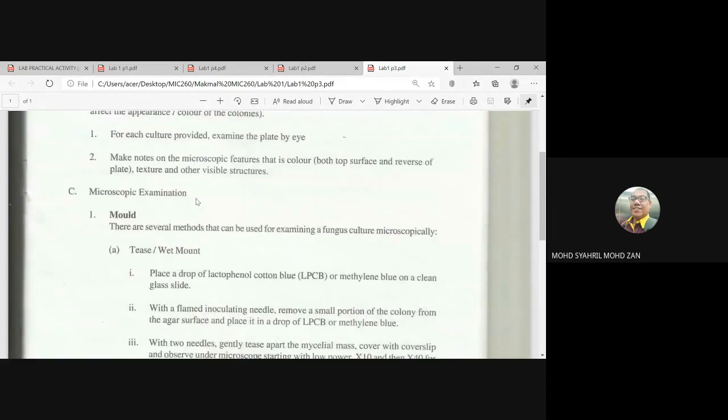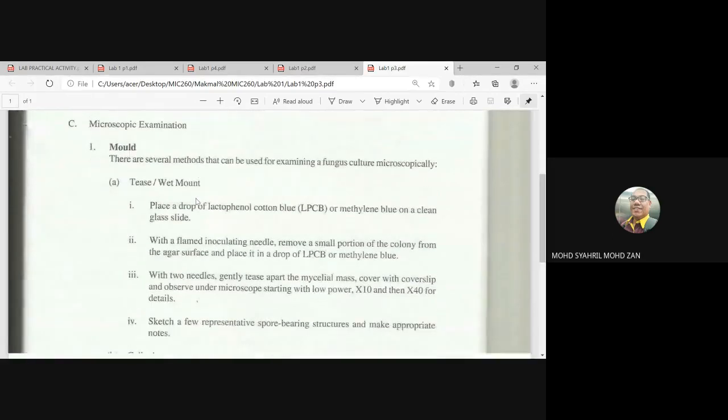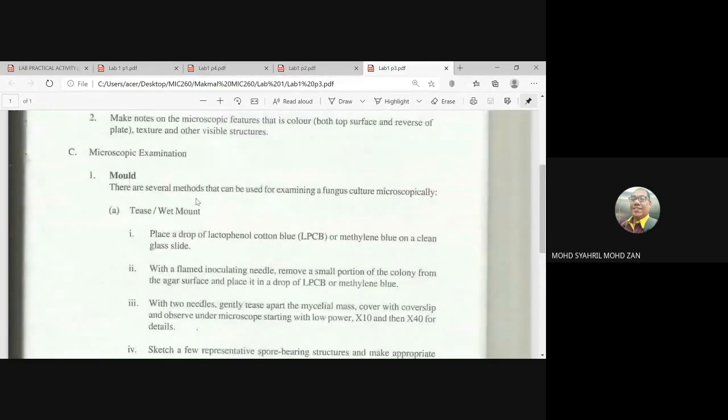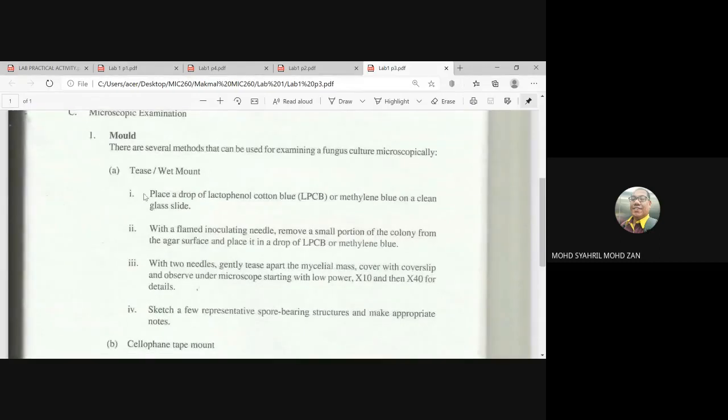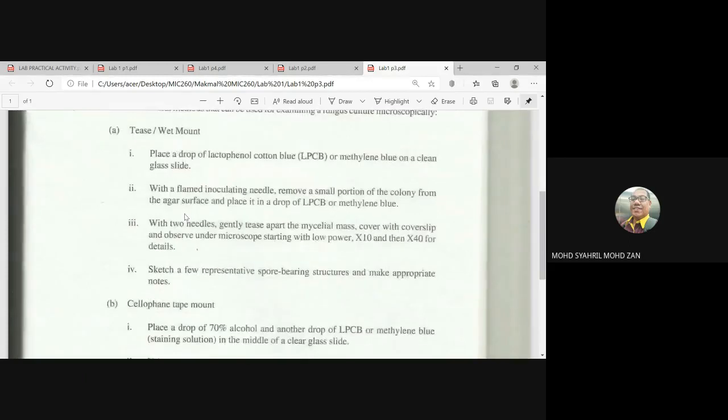Tadi macro, this one is microscopic examination. Okay, so we're using a mold. Okay, there are several methods that can be used for examining the fungus culture microscopically. Number 1, we use a tease ataupun wet mount. Okay, how you do? Place a drop of lactophenol cotton blue, LPCB or methylene blue on the clean glass slide with the flame inoculated needles.